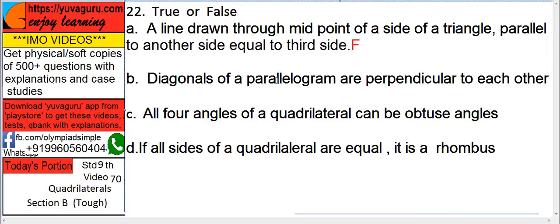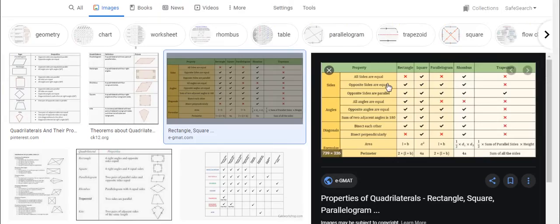Diagonals of a parallelogram are perpendicular to each other. That's false, because diagonals of a parallelogram only bisect each other. So this chart is totally useful to you. It shows the sides, angles, diagonals and formulae of rectangle, square, parallelogram, rhombus and trapezium.